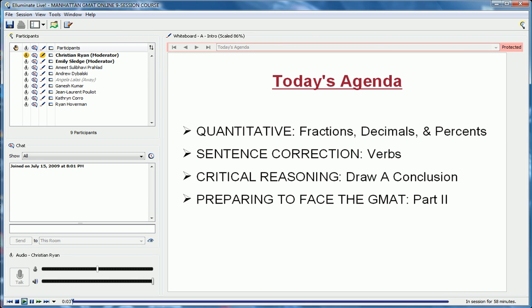And what's on the docket today? We are going to start with fractions, decimals, and percents. Actually, Emily's going to kick us off. Then we're going to go into sentence correction verbs. I'll take over at that point.